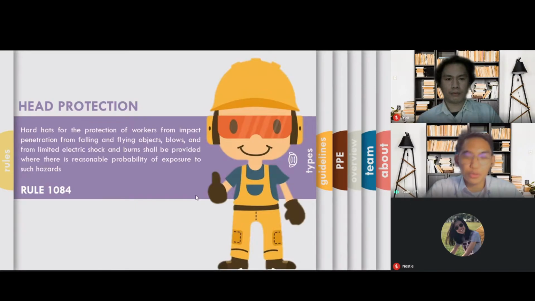Meron tayong Rule 1084, the head protection, galing sa guidelines ng Occupational Safety and Health Standards or OSHS. Head protection like hard hats, equipment shall be required for the protection of workers, lalo na sa mga workplace na prone sa hazard tulad ng impact, penetration from falling and flying objects, blows, and limited electric shock and burns.